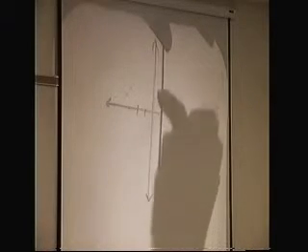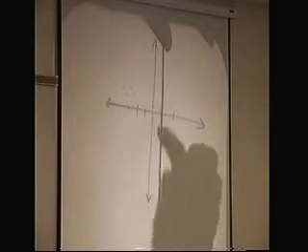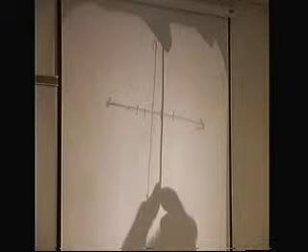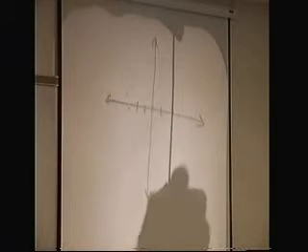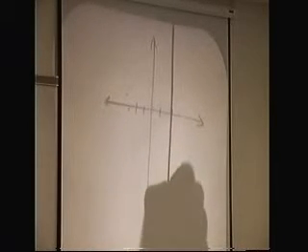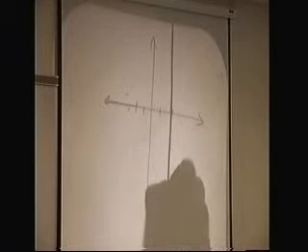Everybody see a pattern here? That the x is always 1? This is the line x equals 1. This is the line x equals 2. You basically have to memorize what these look like.